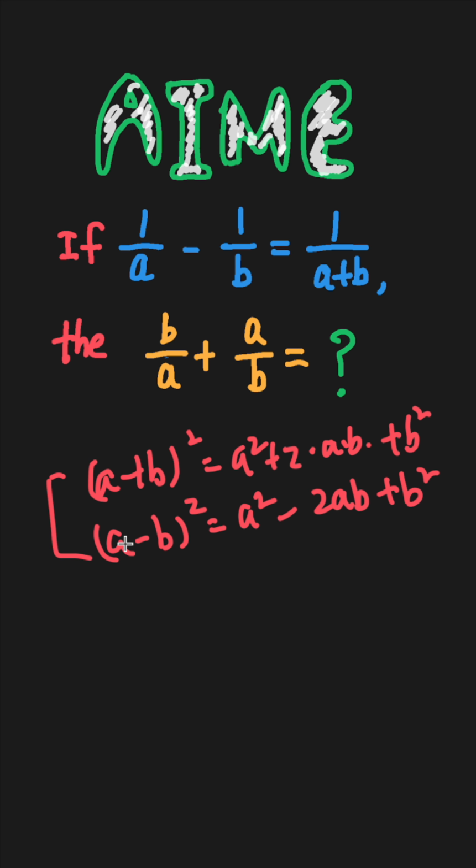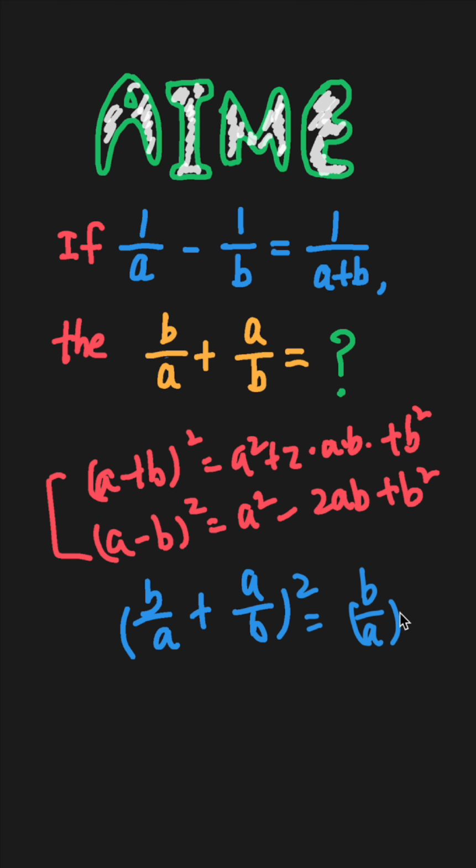And the other trick is that you have to know some of the most beautiful properties of reciprocals. For example, if you have b/a + a/b and you square it, it gives you a perfect square: (b/a)² + 2ab. Since these are two reciprocals, the product is going to be 1. So it's 2 times 1, and then plus (a/b)².